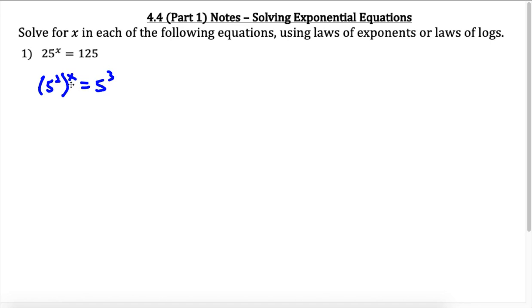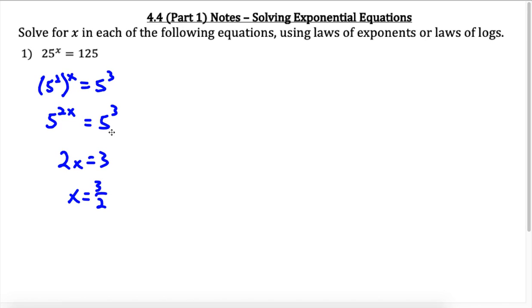Now, if I have a power to a power, I just multiply them. So this would just be 5 to the 2x equals 5 to the third. Whenever I have a situation like this, when I have the exact same base, I can just set the exponents equal to each other. And then all I would have to do is divide by 2, and we'll get that x is 3 over 2.